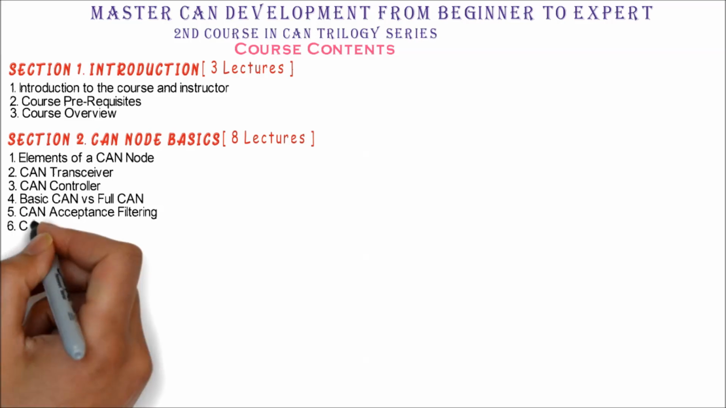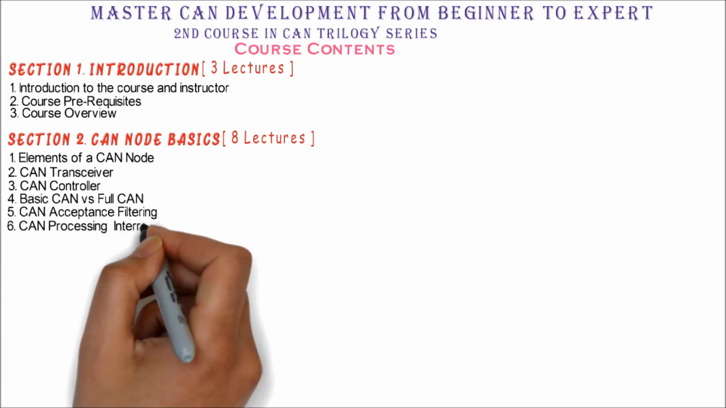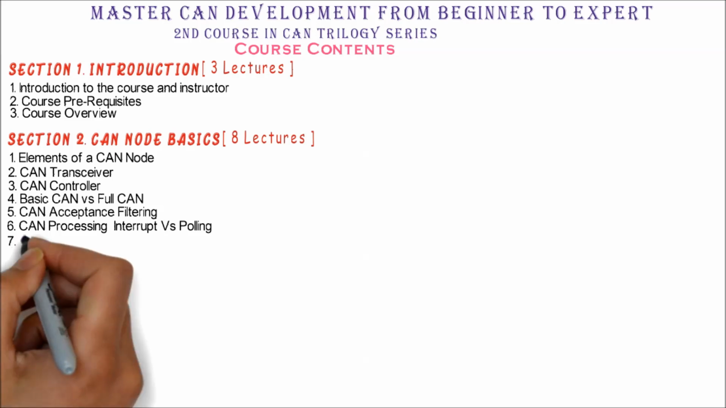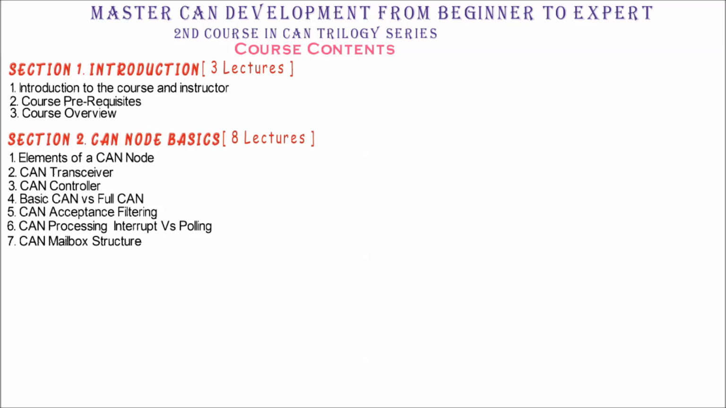After this, we have the CAN processing of interrupt versus polling, a discussion on different processing methods in CAN and its configuration in CAN driver in Autosar. After this, we have the CAN mailbox structure. Here we will explore the structure of CAN mailboxes. The practical understanding with CAN controller datasheets and user manuals is shown as well.